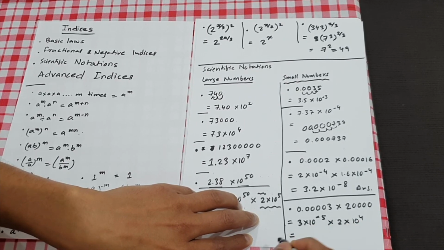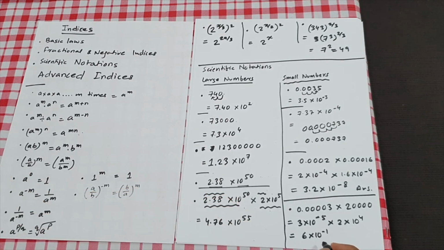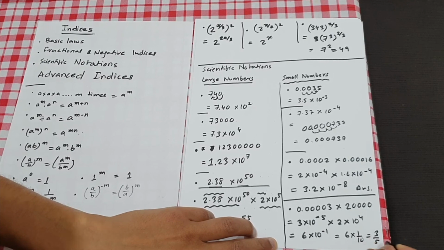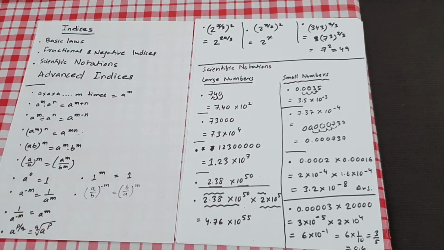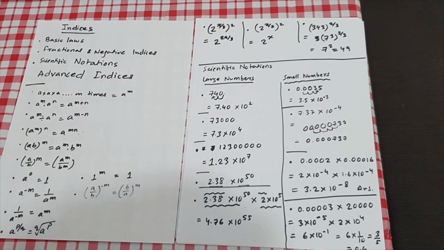So we multiply 3 into 2, 6. And then using the index rule, 10 to the power minus 1. That's your answer. In fact, because it is minus 1, you can even do 6 into 1 by 10, which is 3 by 5. So if you have to give it in decimals, it is 0.6. That's your answer. So we stop here. We will do a bit more advanced indices in the next session.